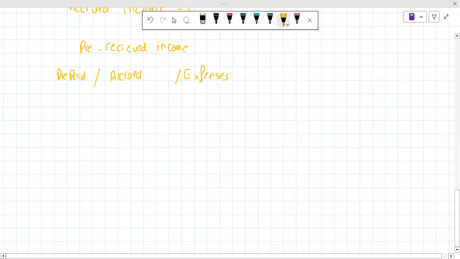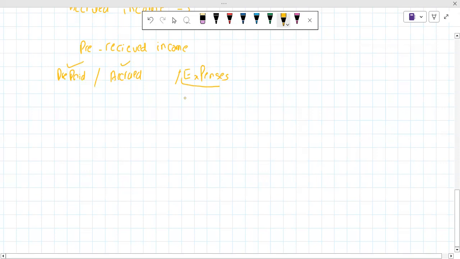Okay, if it is about expenses, it could be accrued and it could be prepaid, because in one year maybe we prepaid some expenses, or maybe we have some accrued expenses also. So if we have expenses, it could be prepaid and it could be accrued. What type of format do we have to follow?